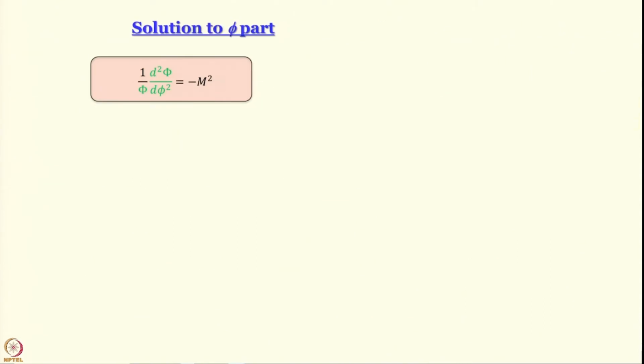For now, let us try to see whether it is possible to solve the phi part. Well, it is possible and it is very easy. So, 1 by capital phi d2 capital phi d phi 2 is equal to minus m square. This is what we have got. So, let us simplify a little bit. We can write d2 capital phi d phi 2 is equal to minus m square capital phi, and now I have written d instead of del.